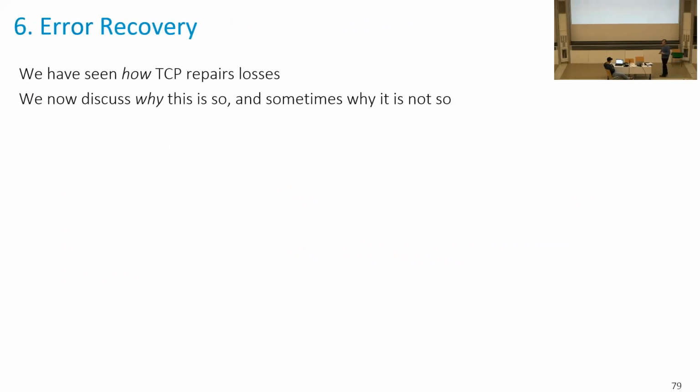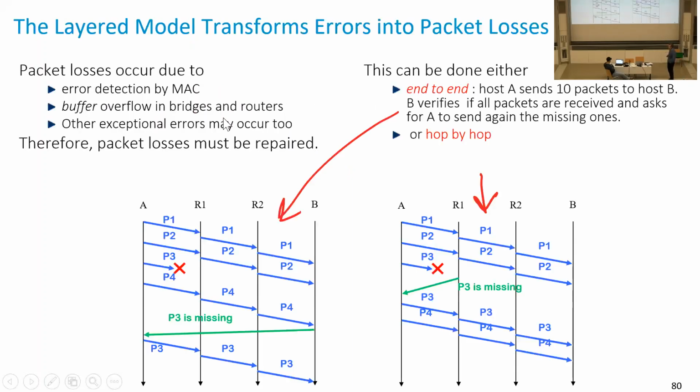Voilà. We will conclude with one theoretical question. This is practically less relevant, but perhaps important to understand why things are the way they are. We have seen how TCP repairs losses, but we now discuss why this is so and why sometimes it is not the same here.